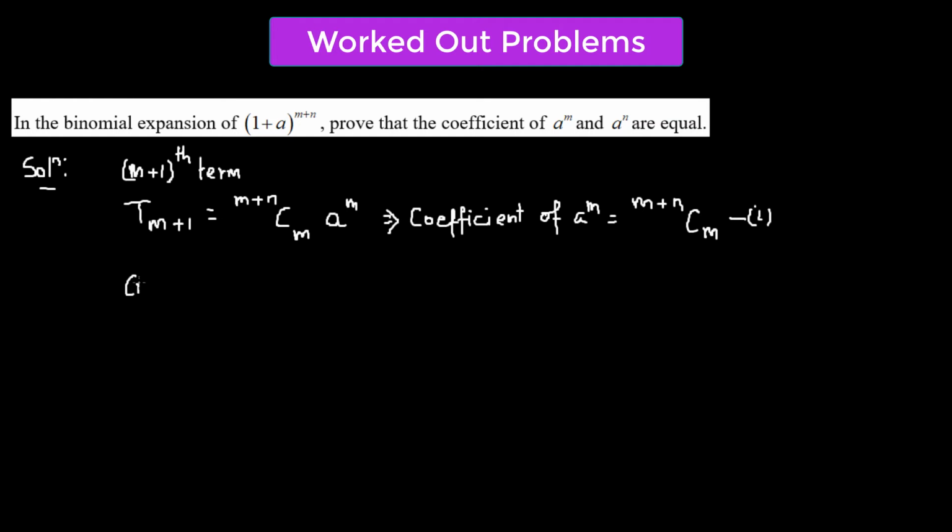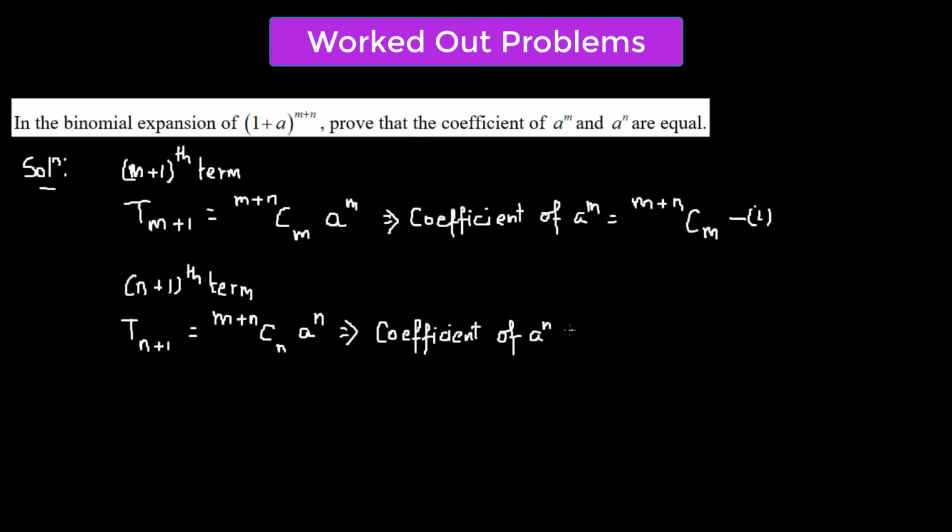Now we consider the (n+1)th term, such that T(n+1) is given by (m+n) Cn a raised to the power of n. So this would imply that the coefficient of a raised to the power of n is equal to (m+n) Cn. This is our equation number 2.